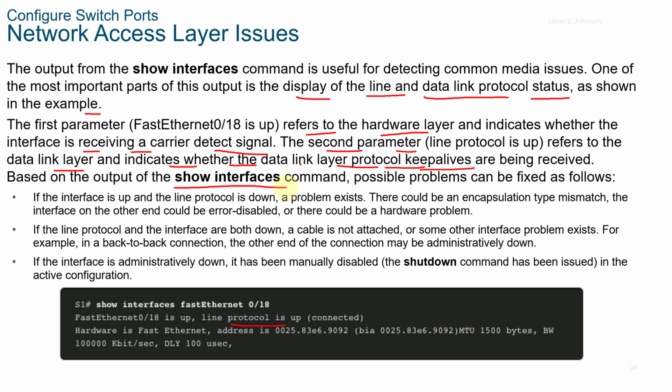So we config term, set our host name, we enable secret class, we set line console 0, we set the password to Cisco, we turn the login on, we exit out, we set line vty 0 through 4, set the password to Cisco, set the login on, exit back out, and then we turn on password encryption.